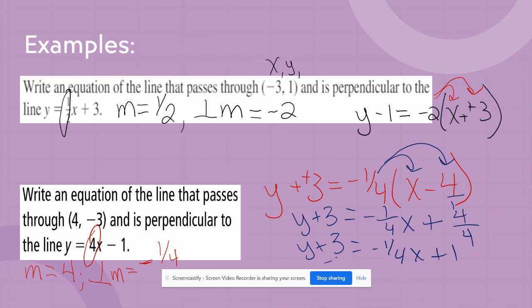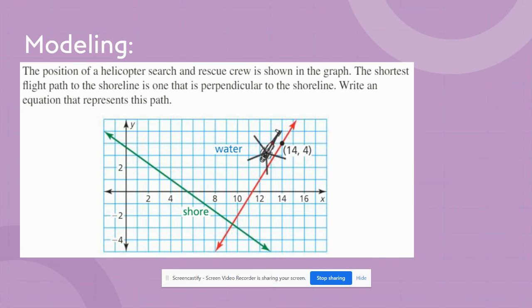The opposite of adding 3 is subtracting 3 from both sides. These 3's add to 0, so y is equal to -1/4 x minus 2. You go ahead and try problems 9 and 10. And we will go to our modeling.